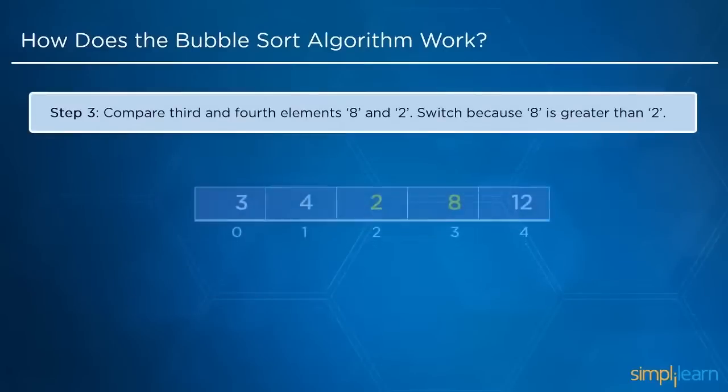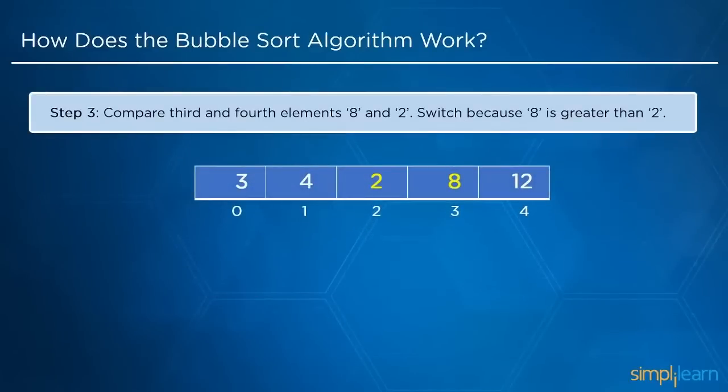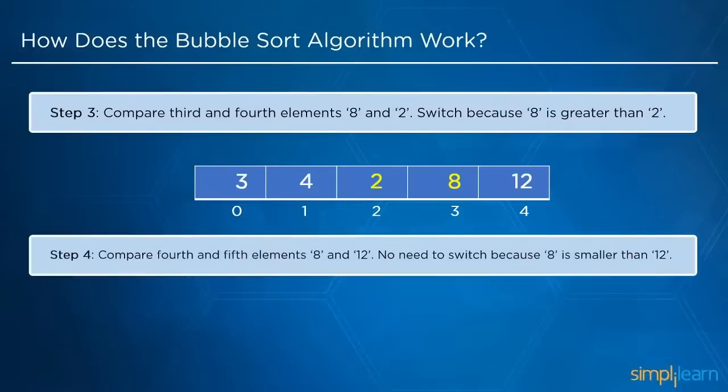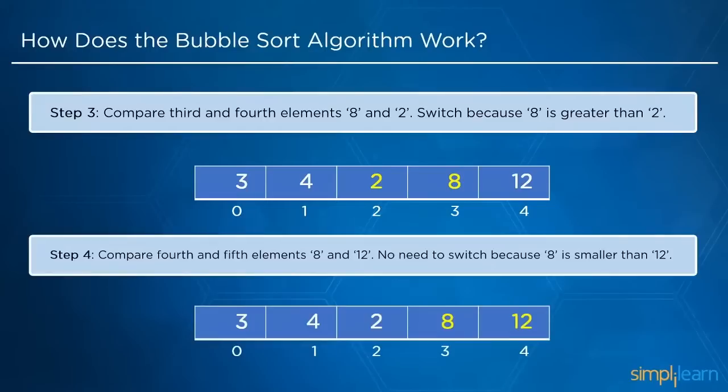Now moving ahead, we have step 3. Moving on to the third and fourth elements, which are 8 and 2. And here again we need to swap 8 with 2 because 8 is greater than 2. And in the step 4, we have the last elements which are 8 and 12.